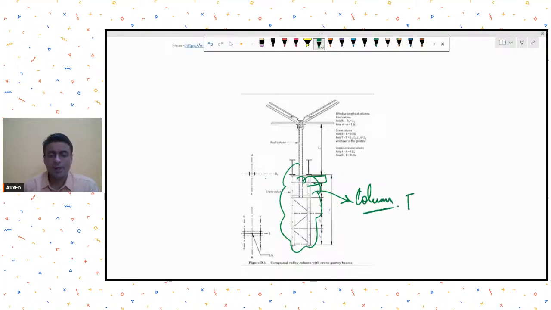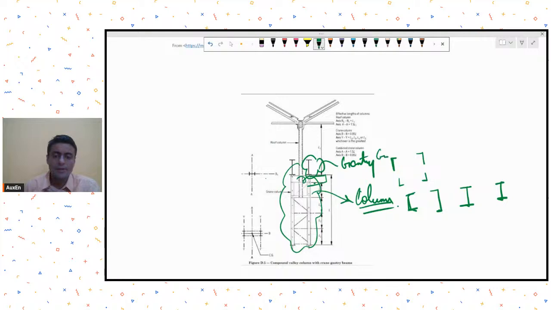Maybe we make it using built up members. So I'm connecting, let's say, by using two channels front to front, or I may use two I beams in whatever configuration required. I may even make columns out of four angles, whatever suits me. I can do that. So usually this will be my column. Here, let's say, is my gantry girder. On this, my crane bracket or my crane will be supported.